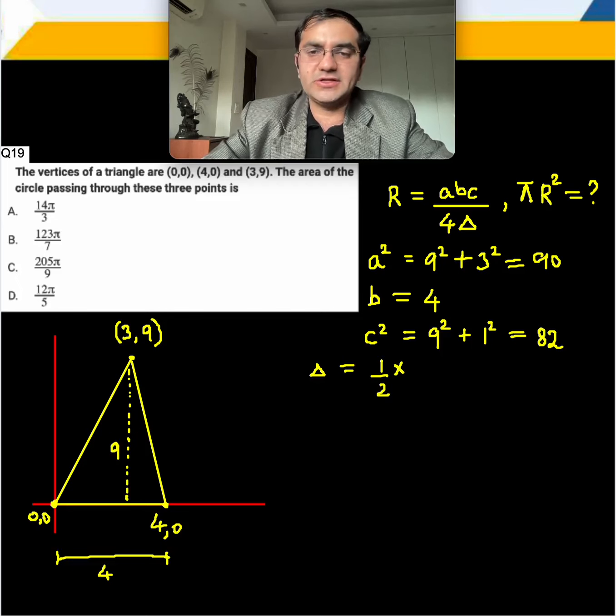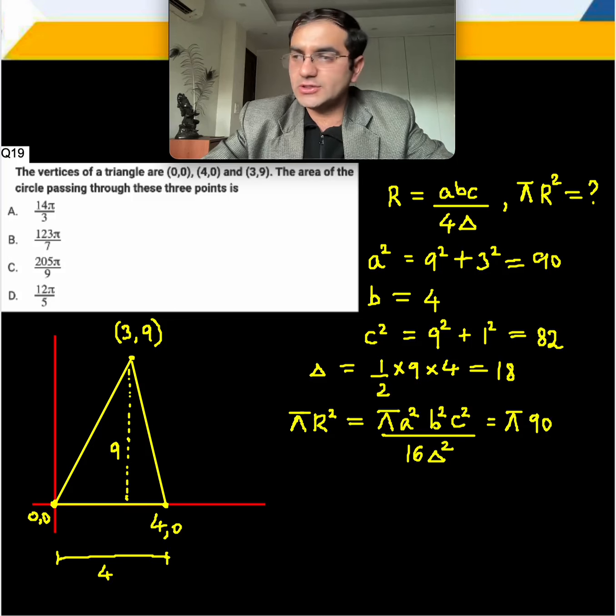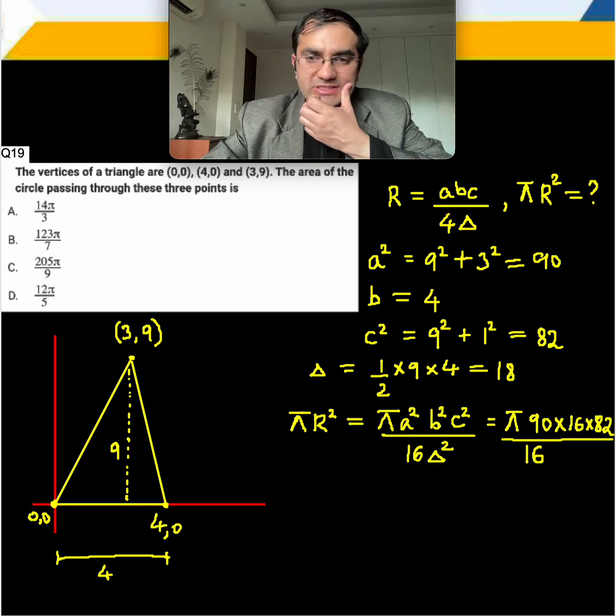So now we finish off the calculations. Half altitude into base, that becomes 18. Let's calculate the area, pi r square, which is pi a square b square c square upon 16 delta square. Substitute all the values. A square is 90, b square is 4 square, 16, c square becomes 82, upon 16 into 18 square.